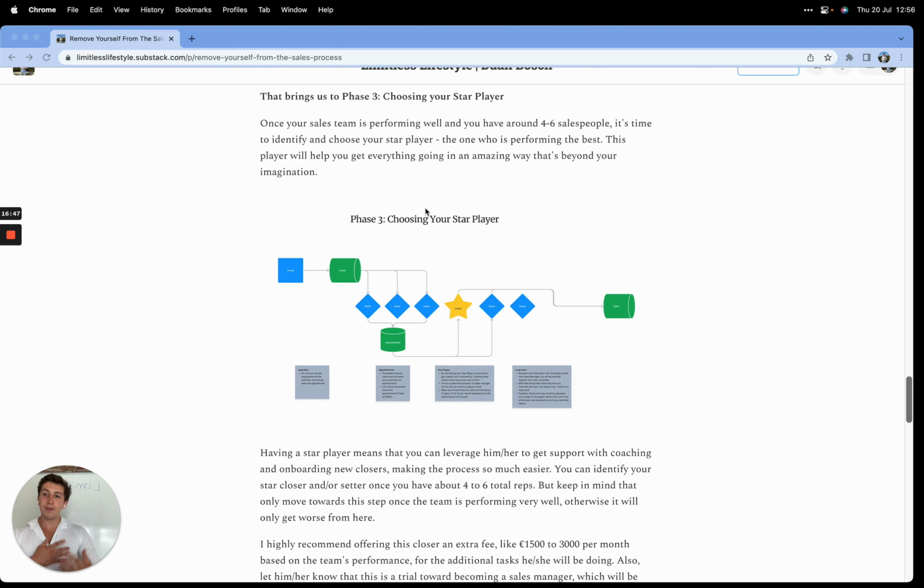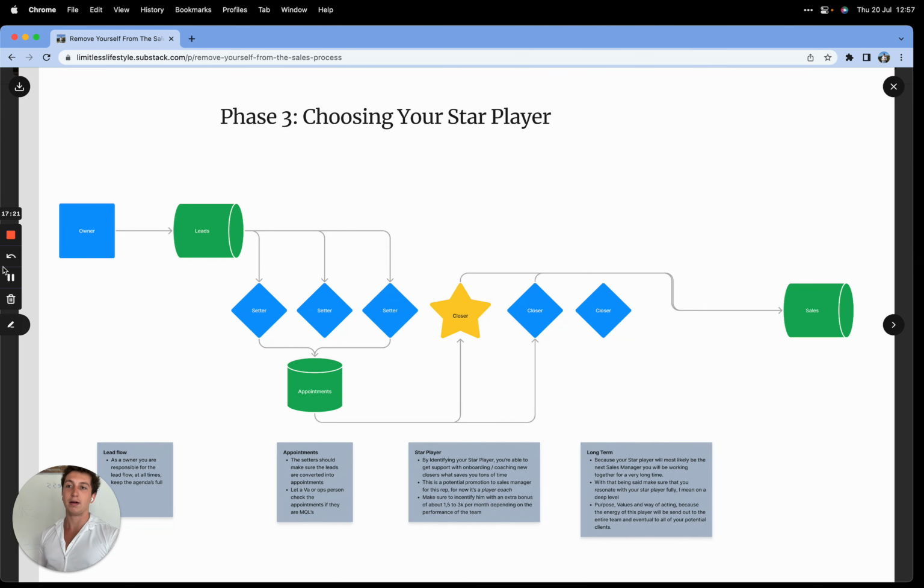All right. Now you keep repeating the same process over and over again, like getting more salespeople and more setters, etc. And once your sales team is performing well, and having around 4 to 6 sales team people in total, doesn't matter if they're inbound or outbound, you have to identify your star player, the one that's performing the best, because this player is going to give you amazing help with getting your team going and making the business so much better.